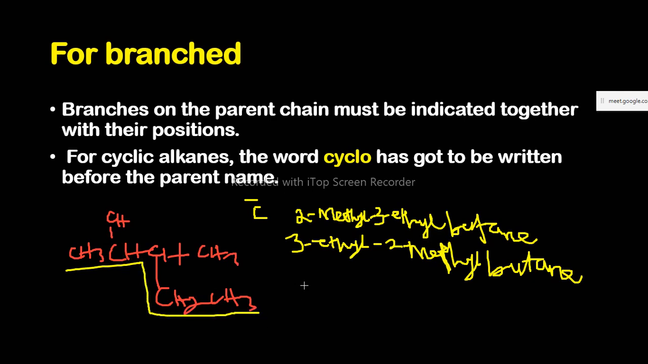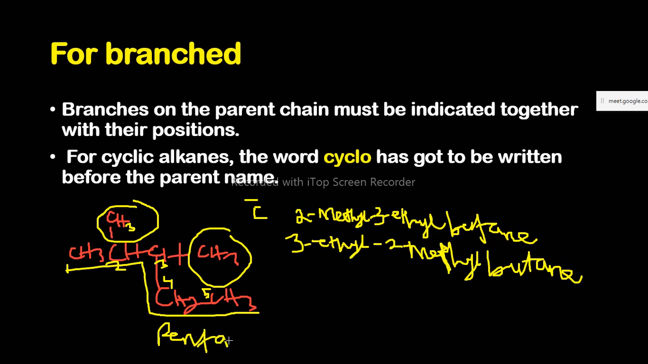Now you are saying, so this is the longest chain. Then the rest, sorry, there is a 3 here. The rest will be groups that are attached on the longest chain. So our longest chain is going to be carbon 1, carbon 2, carbon 3, carbon 4, and then carbon 5. So the longest chain is pentane.